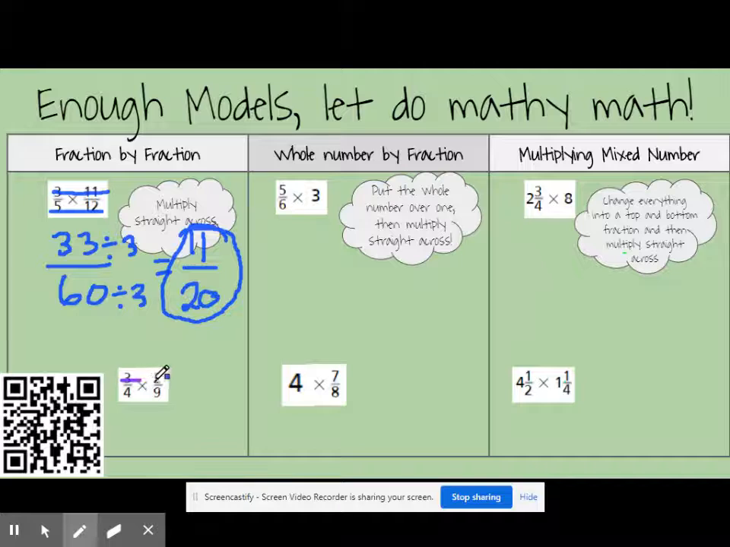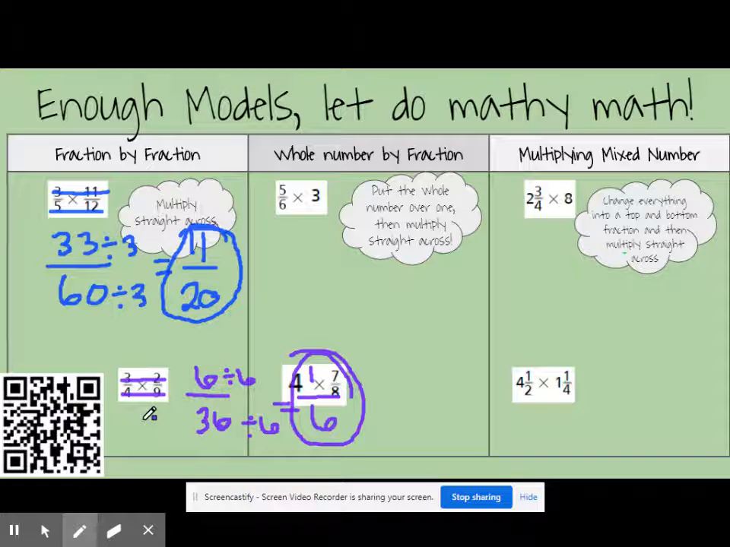All right, 3 times 2 is 6. 4 times 9 is going to be 36. Now, this isn't simplified. You can divide by the biggest number that goes into each of them. I know 6 goes into each. So 6 divided by 6 is 1. 36 divided by 6 is 6. So the most simplified answer for that is going to be 1/6.